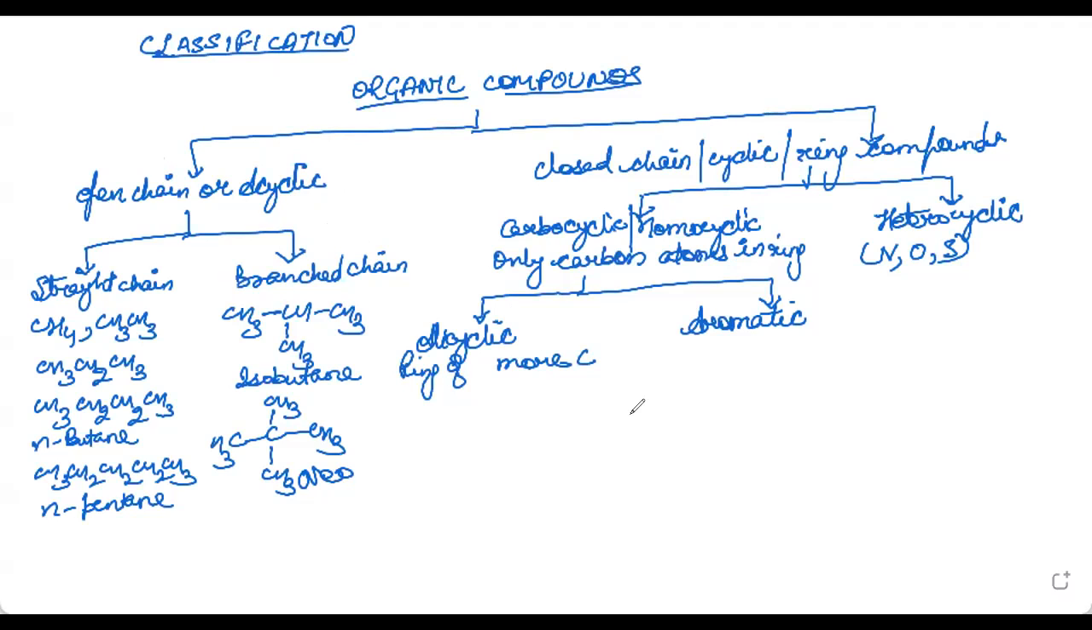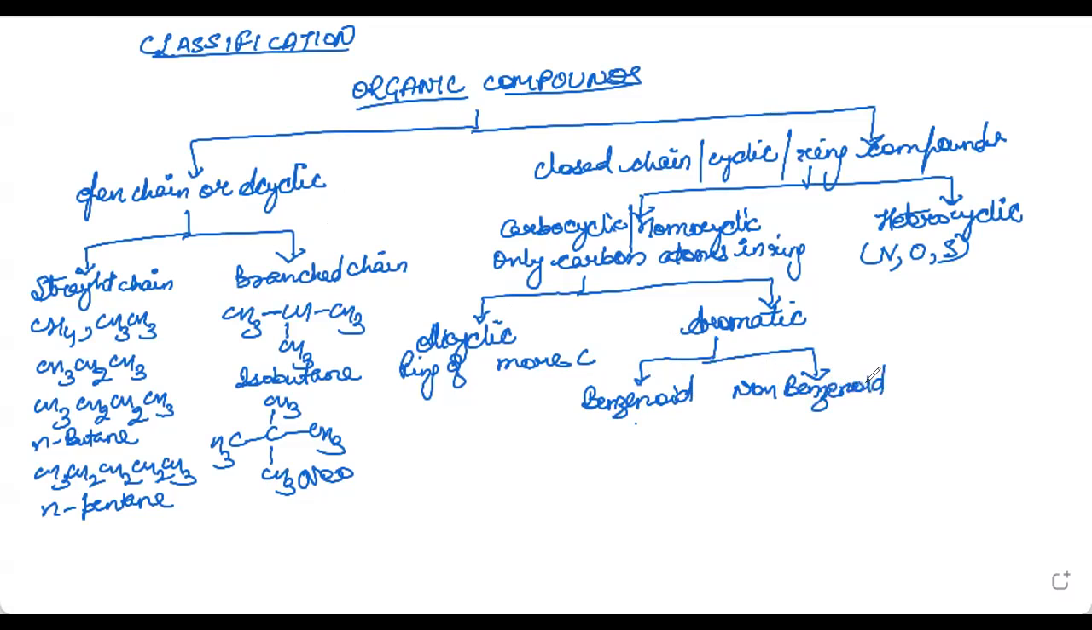So now the aromatic compounds can be classified further into two categories. One is benzenoid. The other one is non-benzenoid.